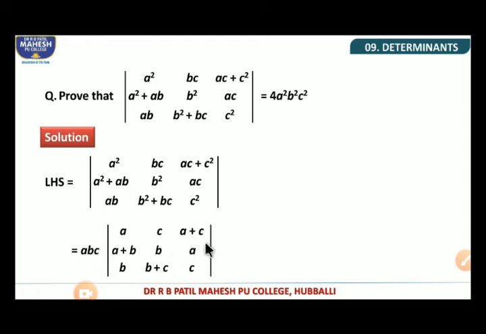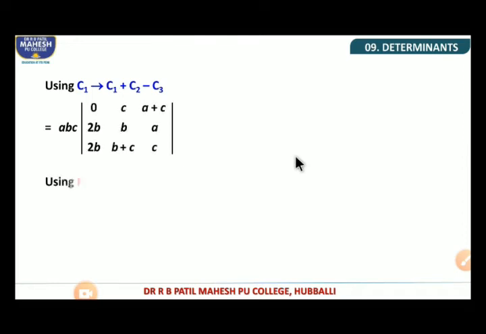And now to simplify this one, I am going to apply C1 → C1 + C2 − C3 to make some elements 0, so that we have abc into the determinant. So 2b, b plus c, c. Using R2 changes to R2 minus R3, here we can make it 0.